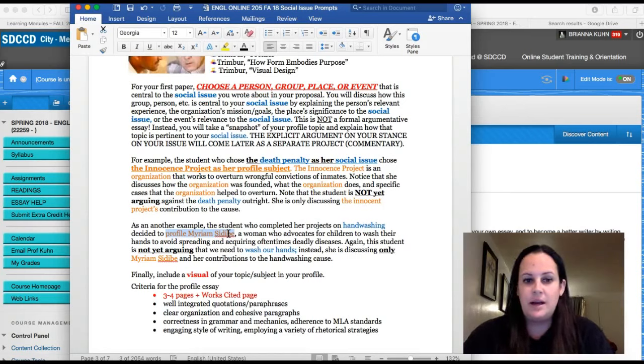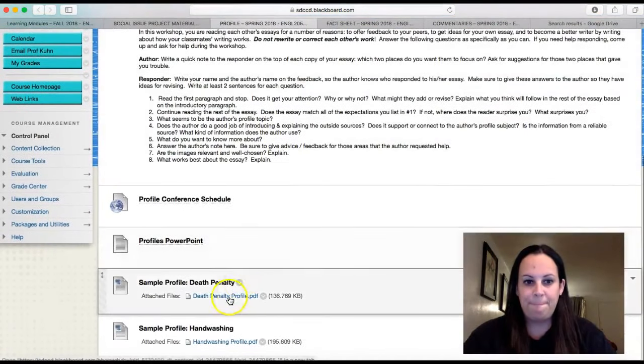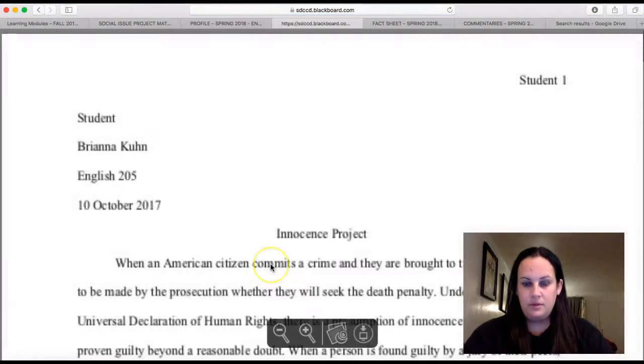Again, this student is not yet arguing that we need to wash our hands. Instead, she is discussing only Miriam Sidibe and her contributions to the hand-washing cause. And then you need to include a visual. So let's move to the samples. Okay, here's the death penalty.